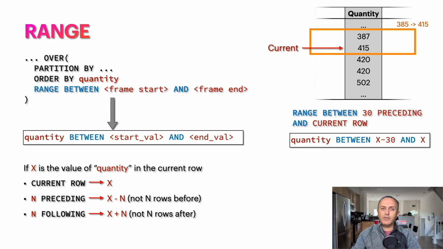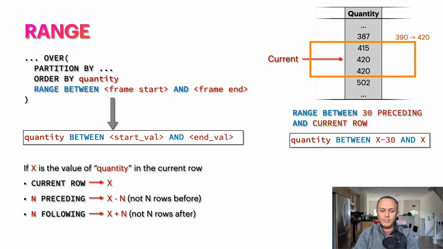So now I can apply the window function on these two rows, compute the result, and attach the result to the current row. Now I move to the next row. The next row has quantity equals 420. So then the frame becomes between 390 and 420. And notice that this includes even the next row because it has a value of 420, which is included in the range that I specified. So this is how the frame is defined in this case.